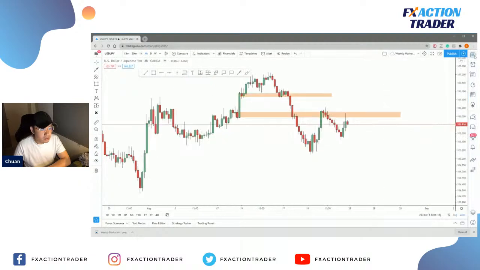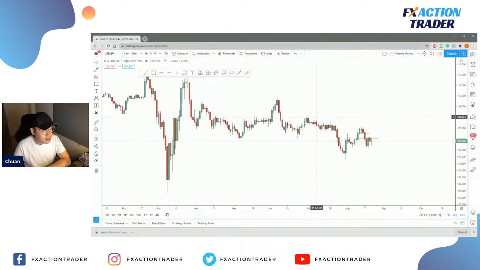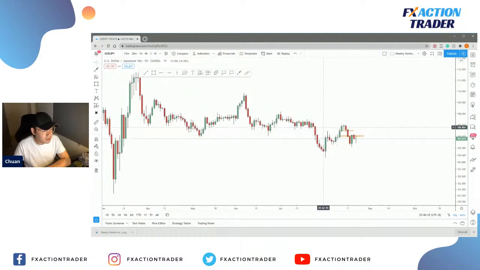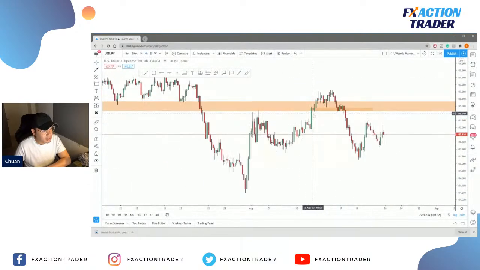Okay, the euro yen. On euro yen, last week I was expecting the market to close above this level, because at first this level was not able to hold and the market was going to retest the next level here. So I'm expecting the market to close above this level and continue to go up, but it seems like the market is still in a very strong selling bias.